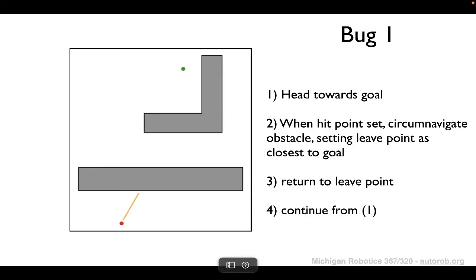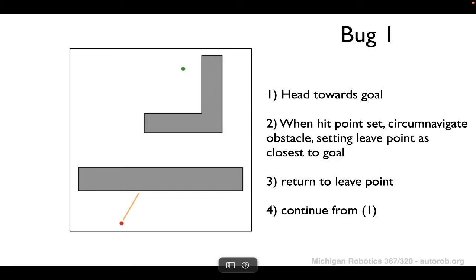One approach that we could take to do this is the approach taken in bug algorithm 1. The pseudocode illustrated here on this slide is the corresponding pseudocode for bug algorithm 1. You'll recognize, to start with, it's very similar to bug 0. So we've made minimal changes. We're still going to start the algorithm at the start configuration, heading towards the goal. When you reach an obstacle, you'll drop a hit point.